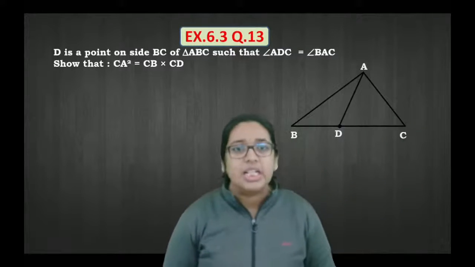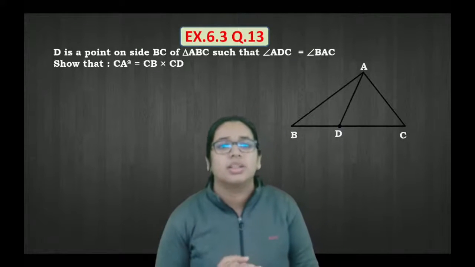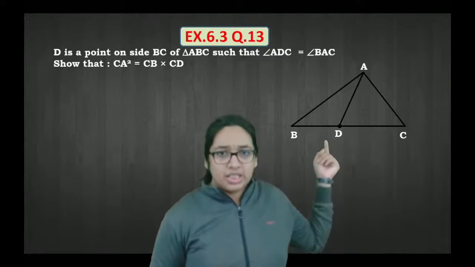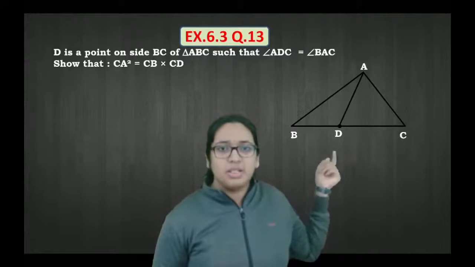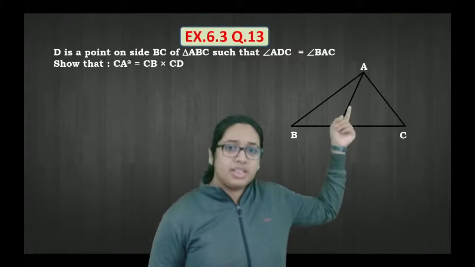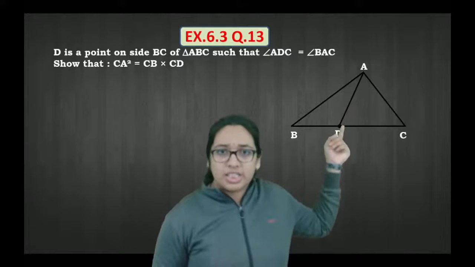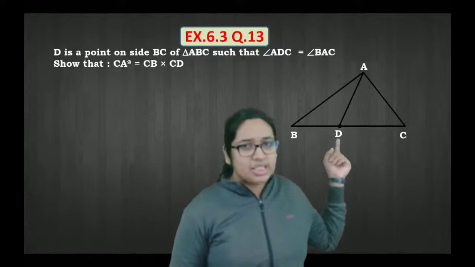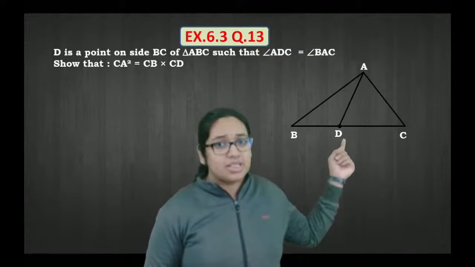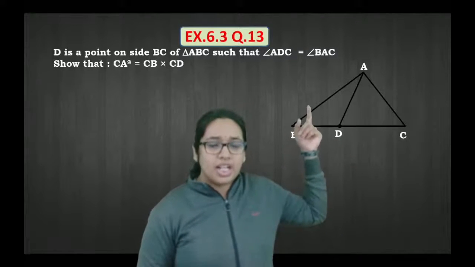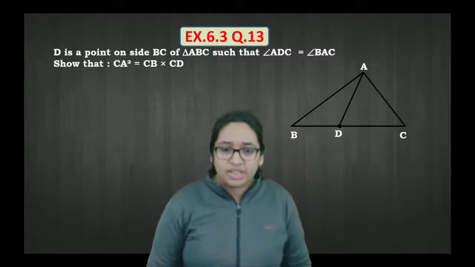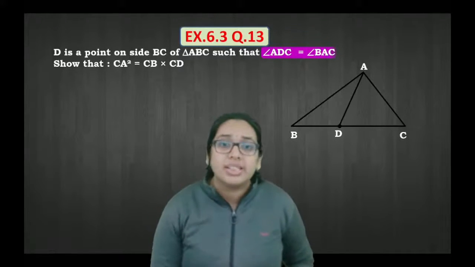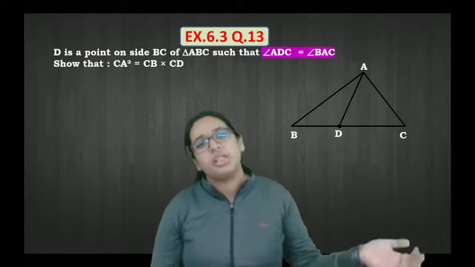Question is that D is a point on side BC of triangle ABC such that angle ADC is the same as angle BAC. Are you getting this one? Okay. Then what we have to show? CA square is equal to CB into CD.